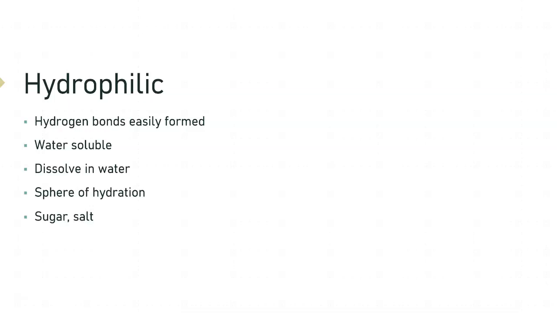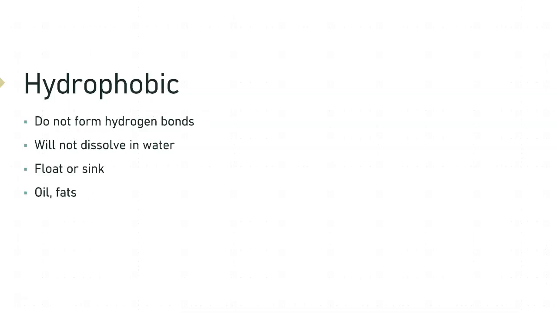The water molecules essentially separate the substance and form what is called a sphere of hydration around those ions from the molecules, keeping them dissolved and separated. Some examples of a substance like this would be sugars and salt.